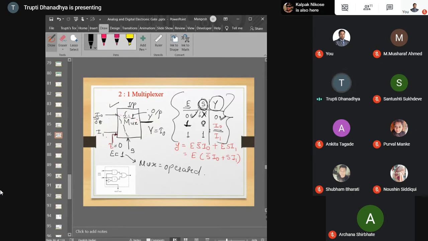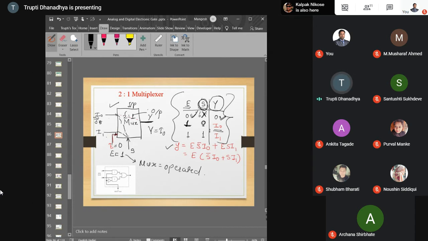Then again, if we put E equal to 0 and S equal to 1, the output is 0. That's why I'm not considering E equal to 0 now. I'm considering only E equal to 1 and S equal to 1, meaning the selector line is equal to 1. That means the selector line is connected to I1 and the output is equal to I1. From this truth table, we get the equation Y is equal to E S complement I0 plus E S I1.